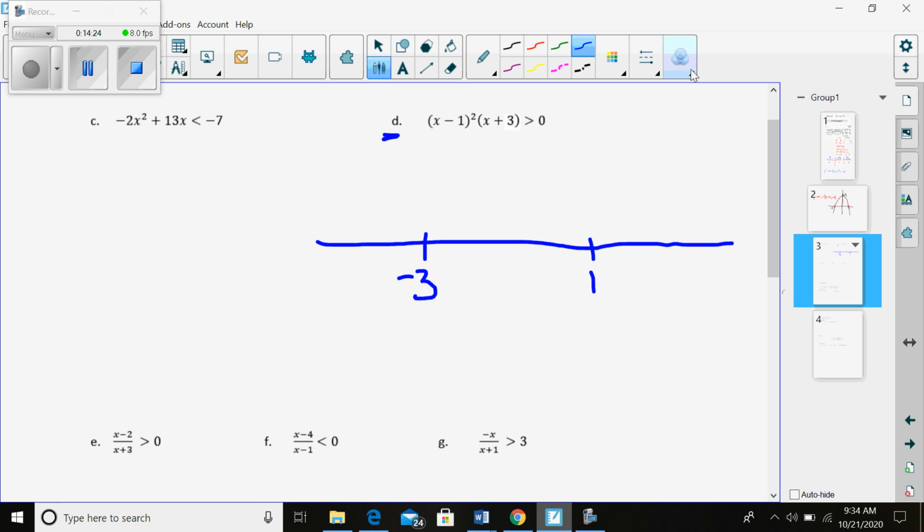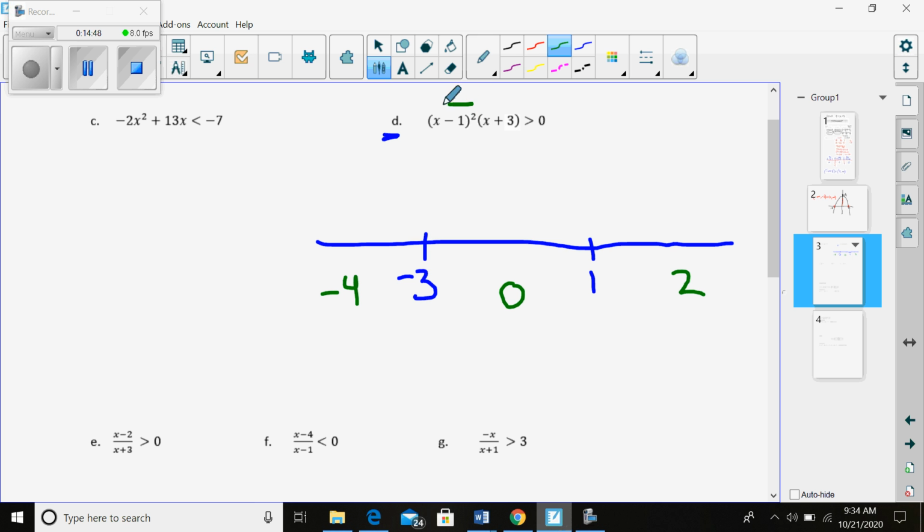Now I pick test points in between here. I love testing 0. It's so easy to test, so easy to plug in 0. 0 is between these two, so I'm going to test 0. Then anything bigger than 1, so how about 2? And anything less than negative 3, so how about negative 4?